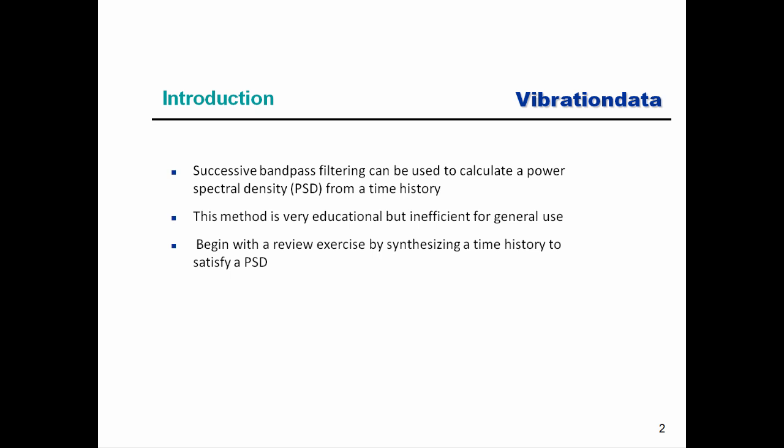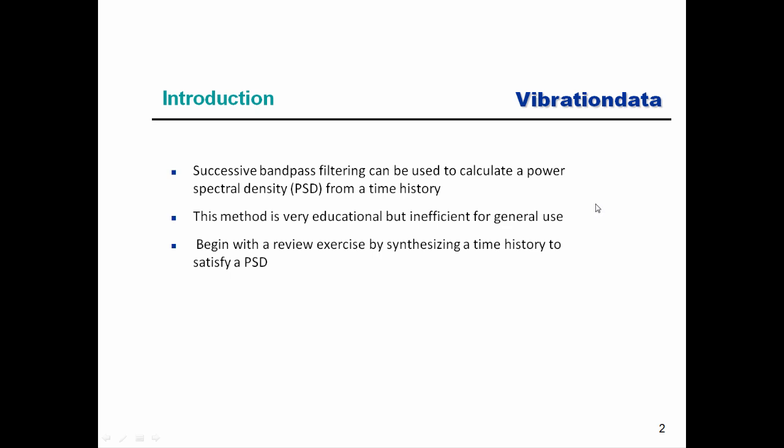Previously, we've calculated power spectral densities using Fourier transforms. But if we do successive bandpass filtering, then we're going to really learn the true meaning of a g-square per hertz. And this is a very educational method, but it's rather inefficient for general day-to-day use. So this is something that we're going to do in class. Of course, I'd also like you to do the same thing as a homework exercise. And it may be just a one-time exercise for you.